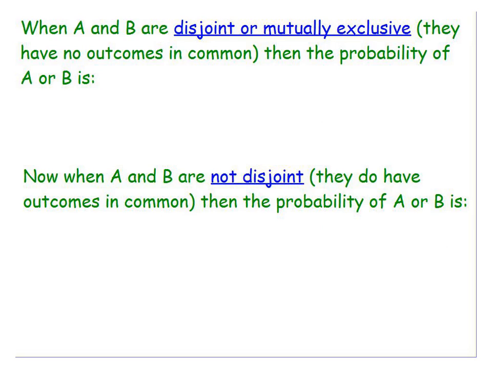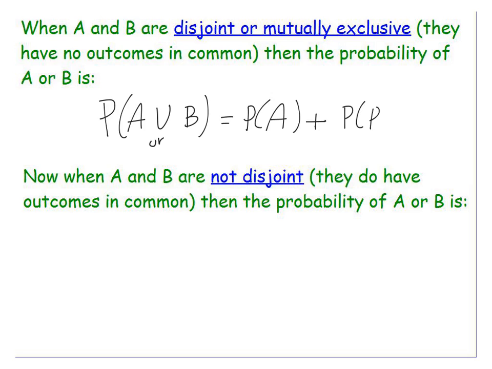Last unit, we learned the word disjoint or mutually exclusive. When A and B are disjoint or mutually exclusive, that meant that they had no outcomes in common. And so we learned that the probability of A or B was the following formula. The probability of A or B, remember that U-shaped symbol, that was "or", equals the probability of A, and "or" always meant add, the probability of B. So that was what we learned in chapter 14.